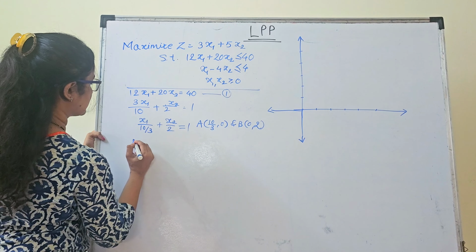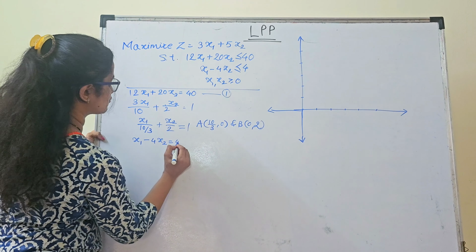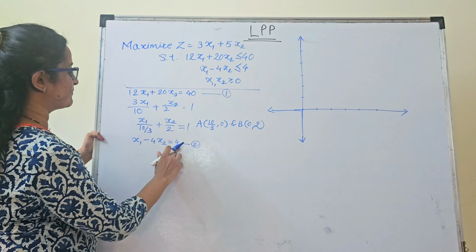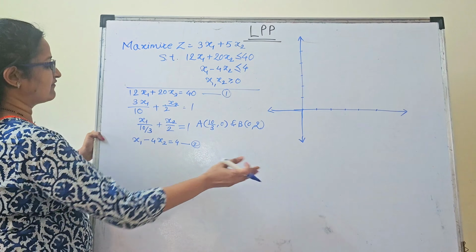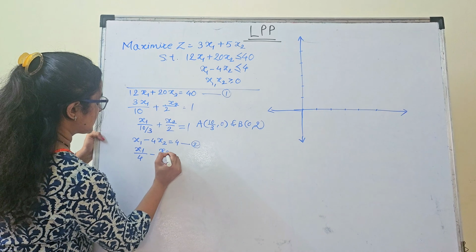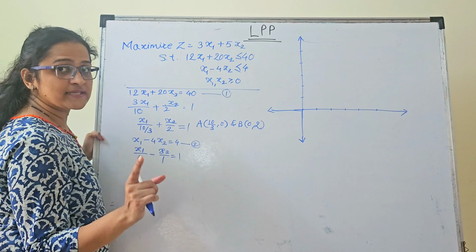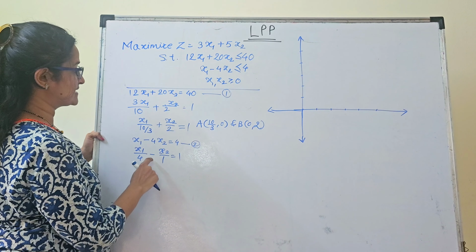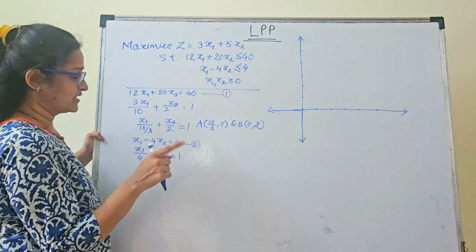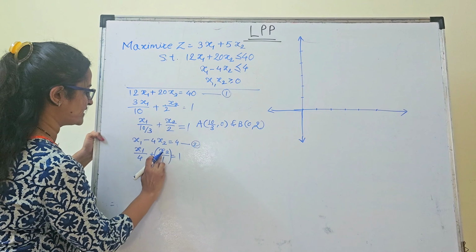Now take the second equation, that is what? x1 minus 4x2 equals 4. This is your equation number 2. Now divide this complete equation by 4, so that I have 1 on the right hand side. So that gives me x1 by 4 minus x2 by 4 upon 4 is 1 equals 1. But in this case you have to observe this is a minus sign. For this trick, you always have to have a plus sign. So how can I write it? Just put this plus sign here, and this minus goes with the denominator.